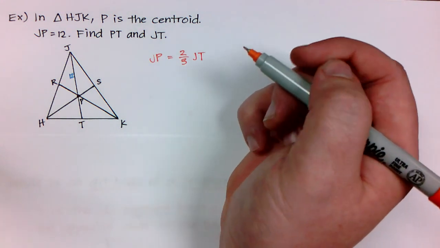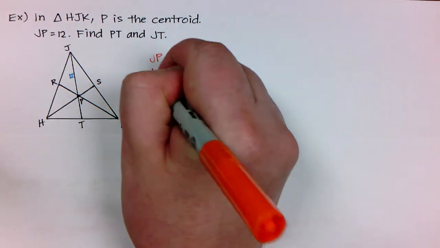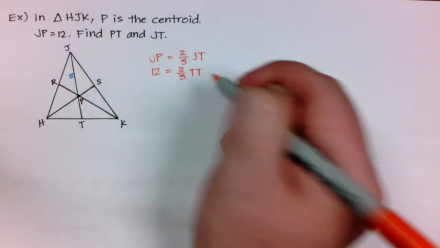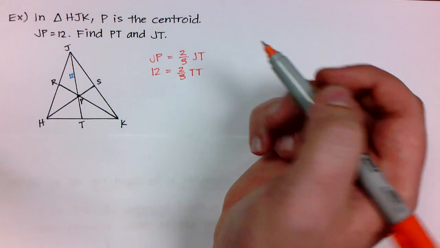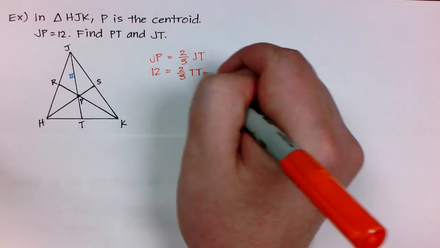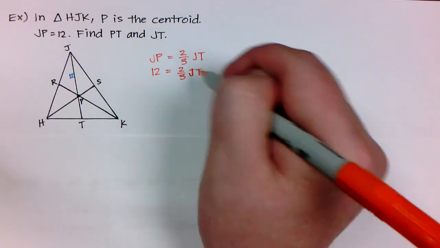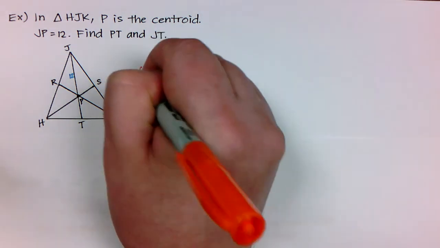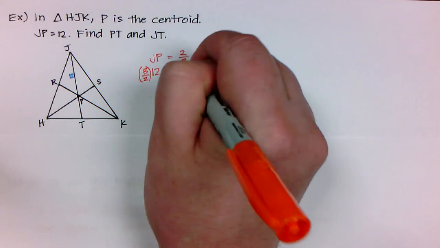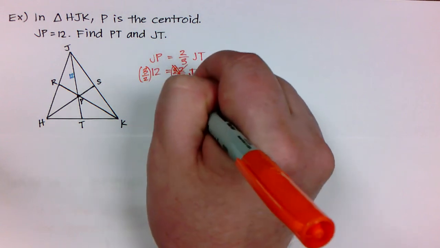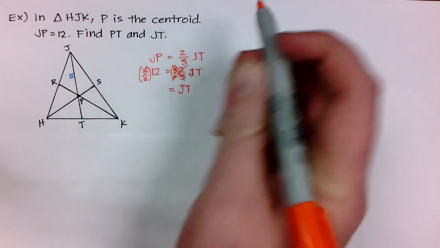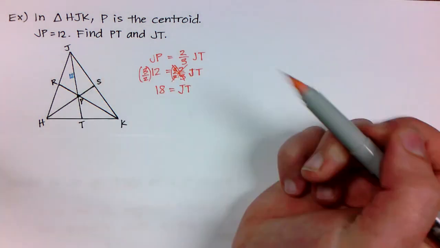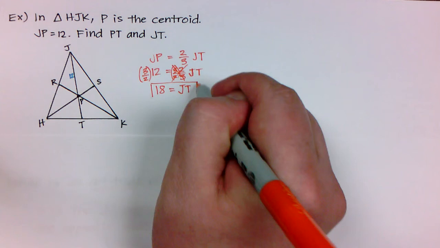I can use this and work backwards. Since I'm given JP, which is 12, I'm going to plug that in. And then the way that we get rid of a fraction that's being multiplied, sorry, that should be a J, is by multiplying both sides by the reciprocal, 3/2. So those are going to cancel out, and I'll be able to find what JT is. It's going to be, looks like 18. Okay, so the entire length, JT, is 18.